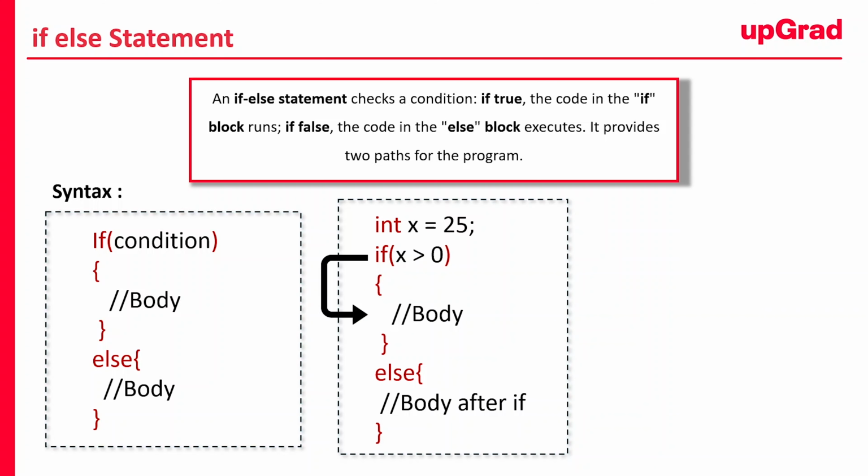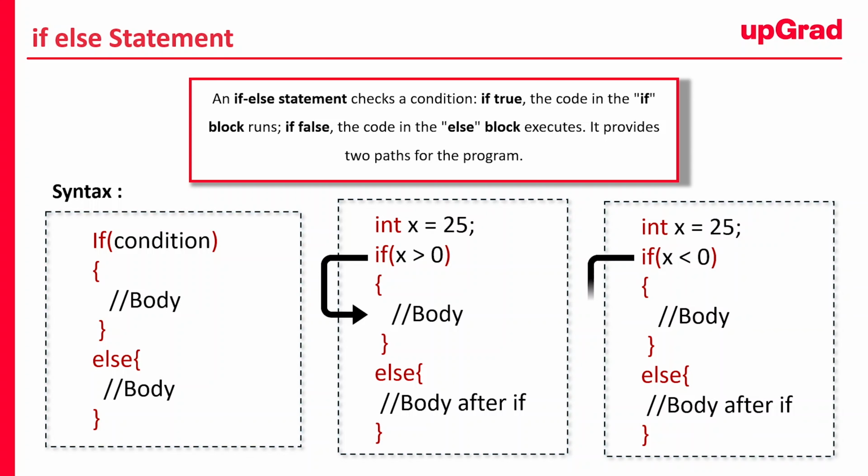We know the value of x is 25. So we have assigned a value 25 to x. We have declared a variable x and the value is 25. But the if condition says x should be greater than 0, which is true for x equals 25, as we know that 25 is greater than or equal to 0. So in this case, the body inside the if statement will run. But in the case of, let's say, x equals minus 25, then what will happen? I repeat, then what should happen?